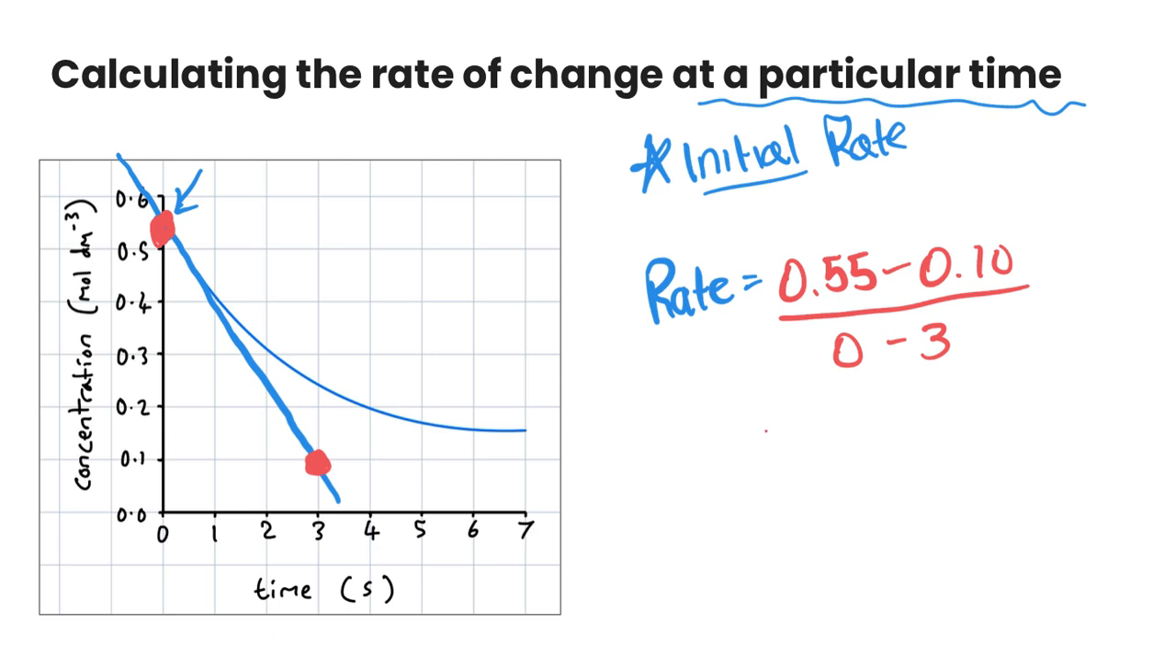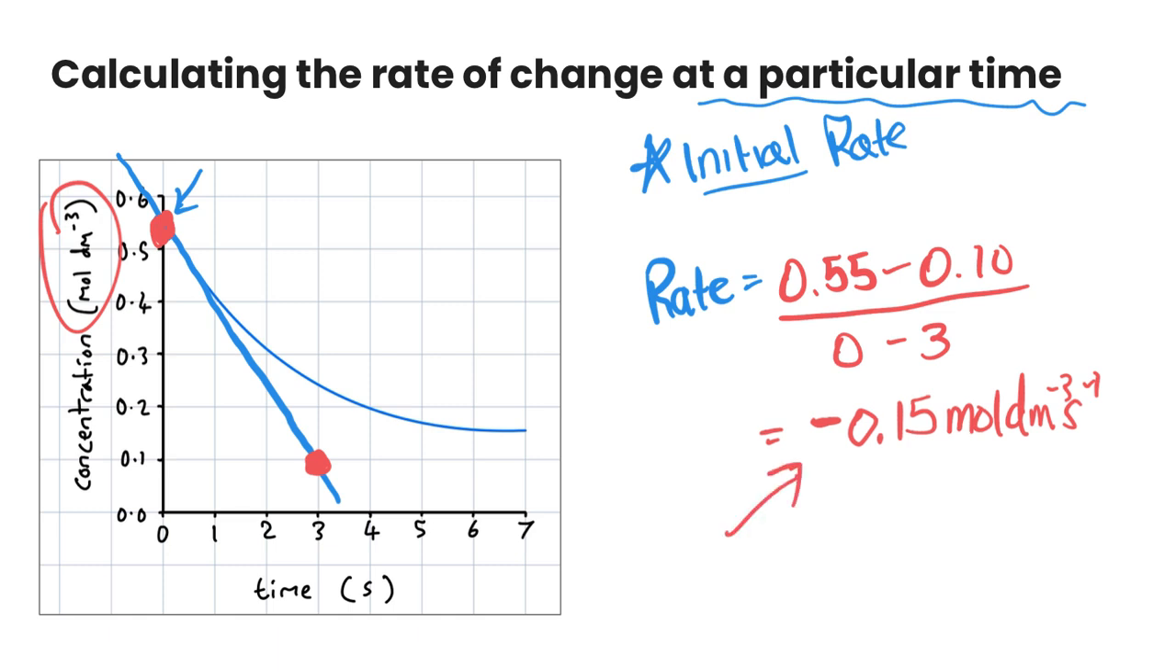So when I do that calculation, this is going to be negative, right? Because we're looking at the disappearance of a reactant. So negative 0.15, and then our units are moles per decimeter cubed per second. So we could say that then this is the initial rate of the reaction.